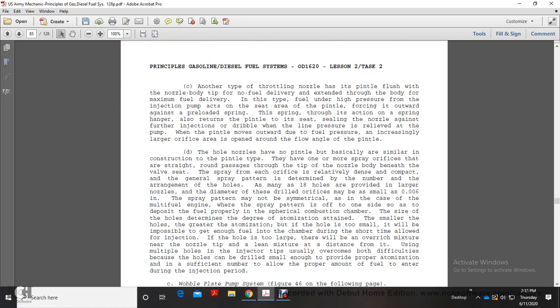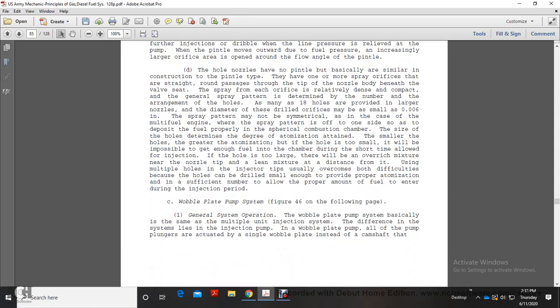Another type of throttling nozzle has the pintle flush with the nozzle body tip, with the fuel delivery extending from the body at maximum fuel delivery. In this type, the fuel under high pressure from the injection pump forces the pintle onward against the preloading spring. The spring then returns the pintle into the seat, sealing the nozzle again and preventing further injection dribble. When the line pressure is relieved by the pump, the pintle moves outward with the fuel pressure, increasing the orifice size as the flow angle of the pintle opens.